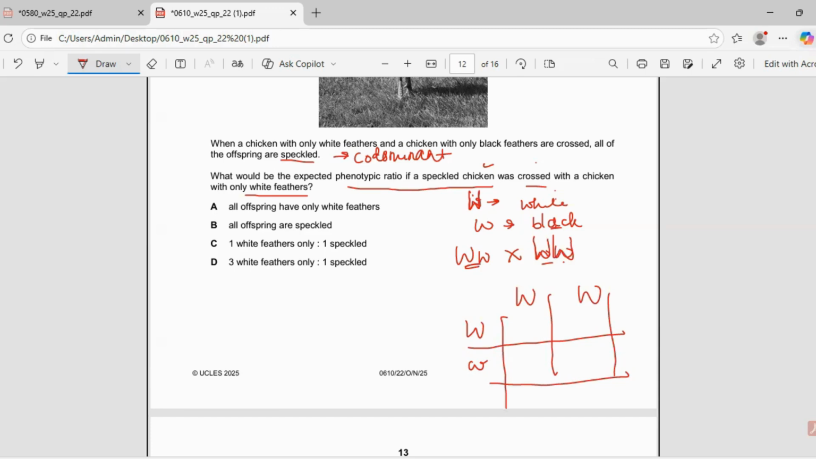Let's make the Punnett square. This and this is going to be white. Again, this and this is white. This and this is speckled. This and this is speckled. So it will be 2:2, that means 1:1. So one white-feathered and one speckled is going to be the answer. The answer is going to be C.